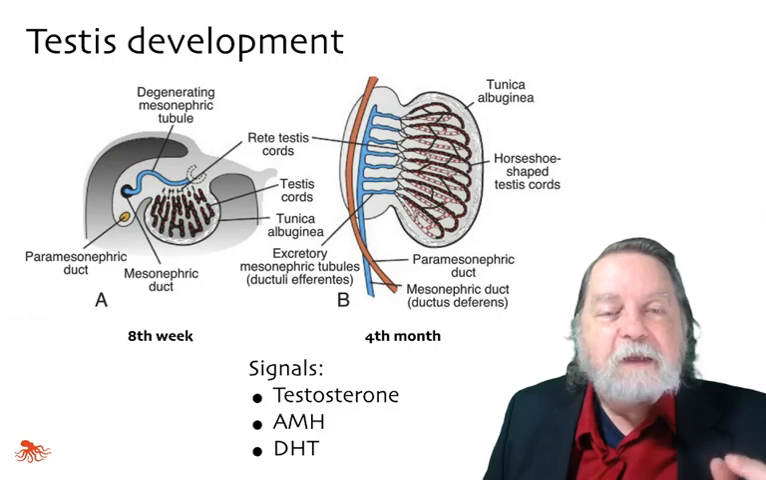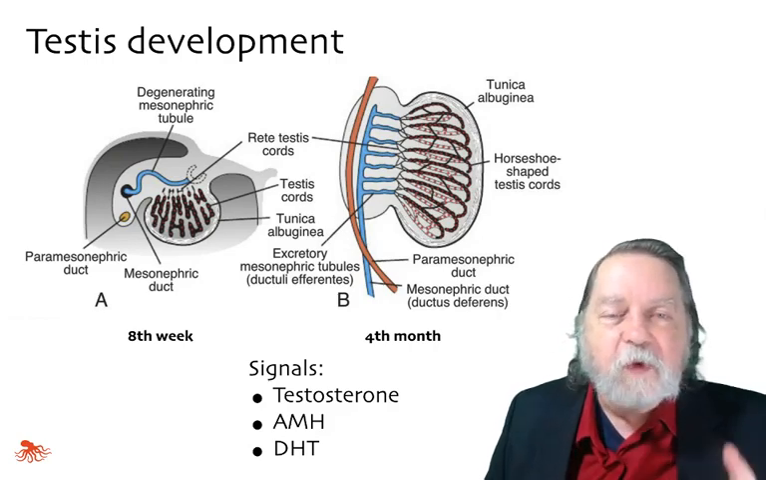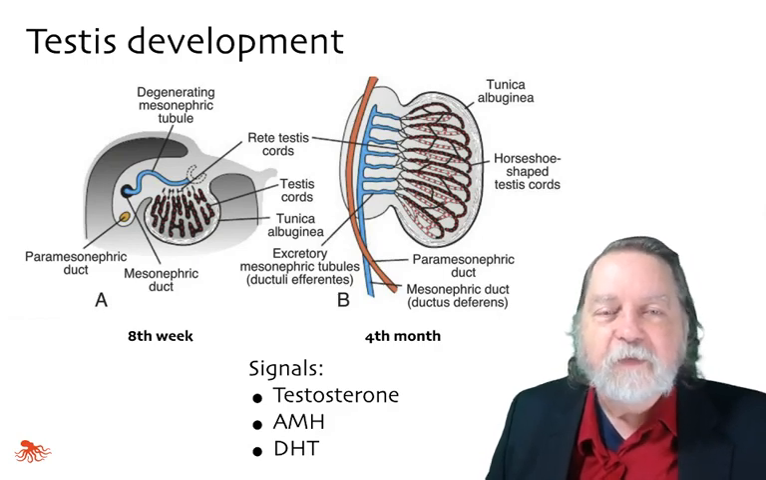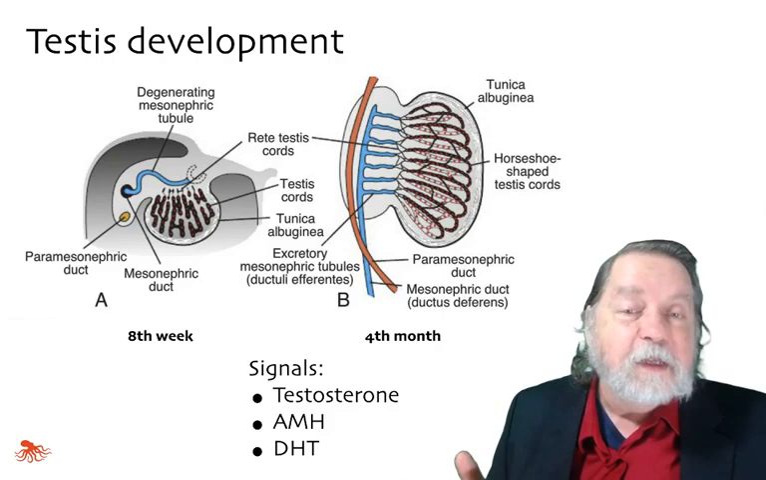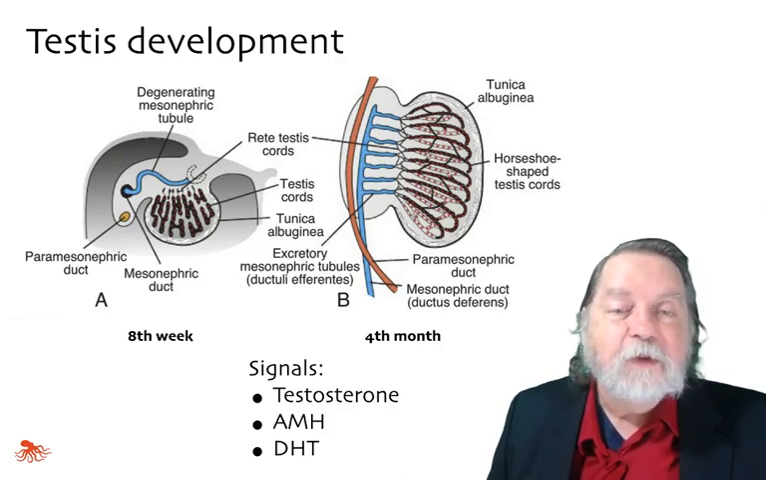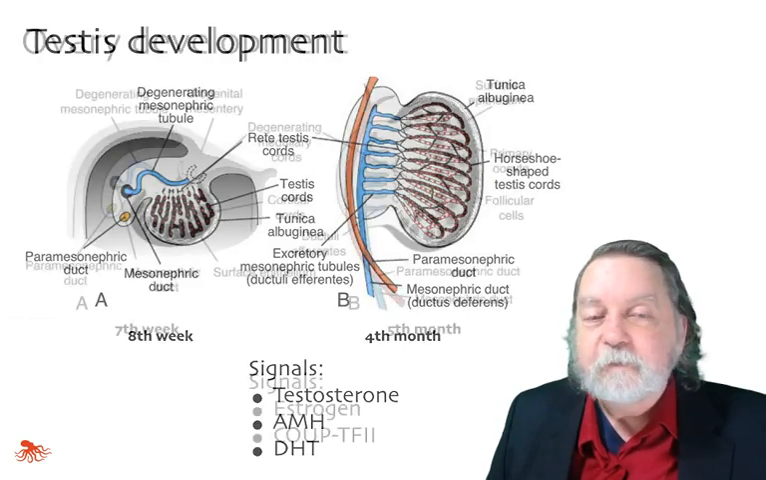So that is the side of what we see when the embryo inherits a Y chromosome. It's going to do all that stuff. It's going to make a testis. It's going to adapt and use the mesonephric duct, and it's going to destroy the paramesonephric duct.